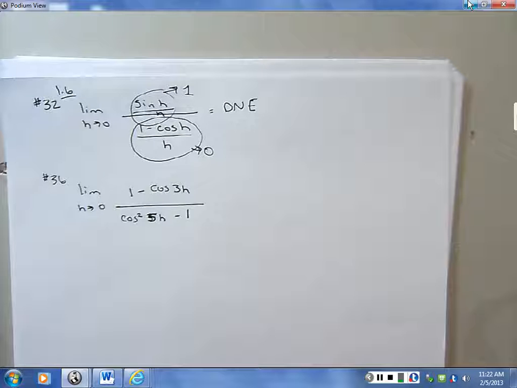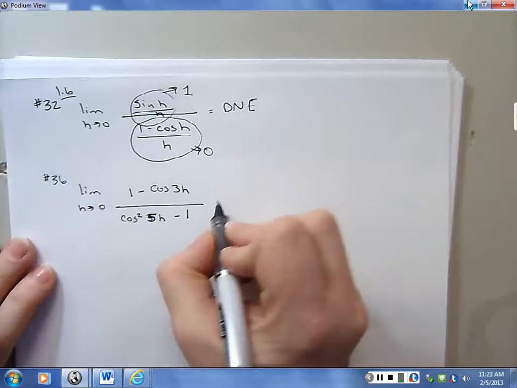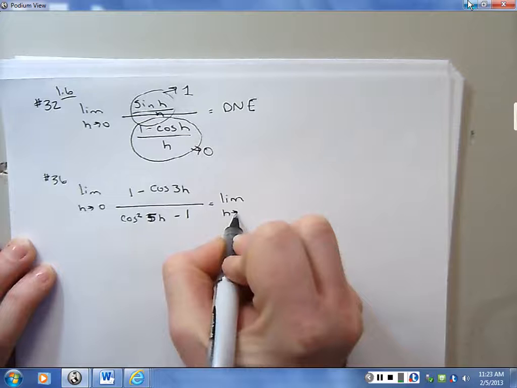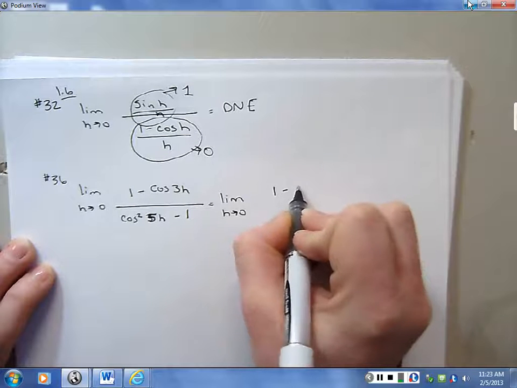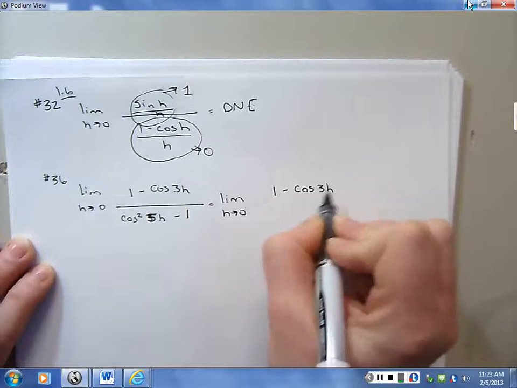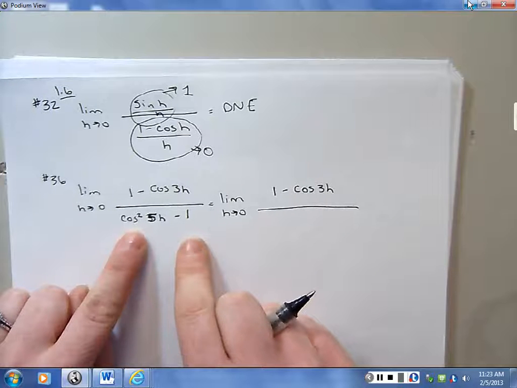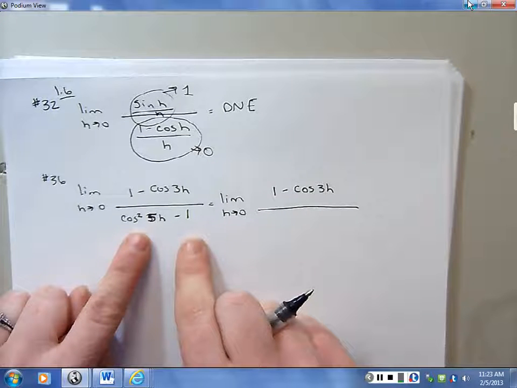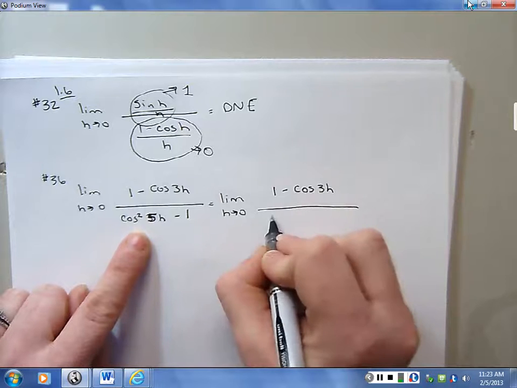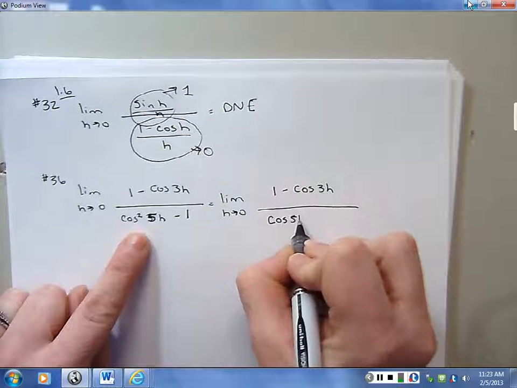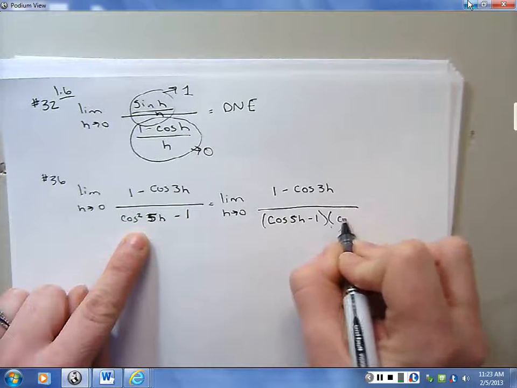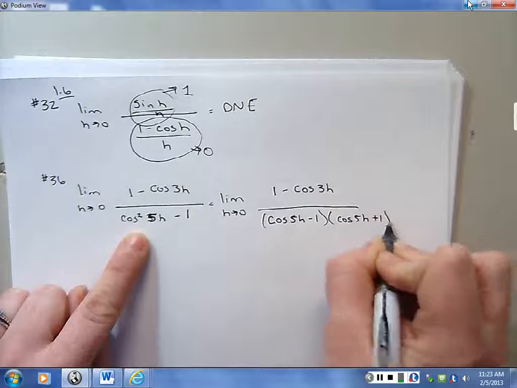This might take you a little bit more time, but I want to continue on to 2.1. So I'm just going to go through what we would do here. Take the limit as h goes to 0. On top, 1 minus cosine of 3h. On bottom, this is actually a difference of squares. It might not be as easily seen, but this would be cosine of 5h minus 1 times cosine of 5h plus 1.